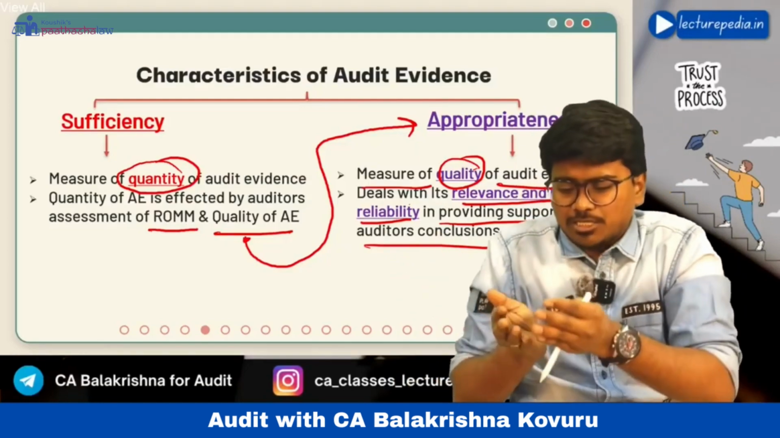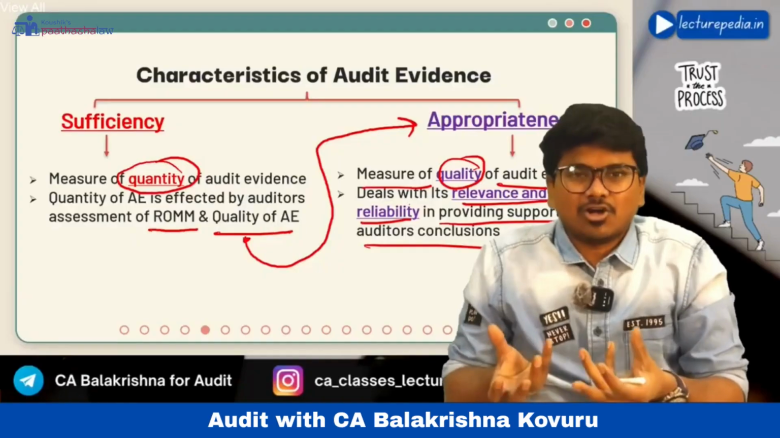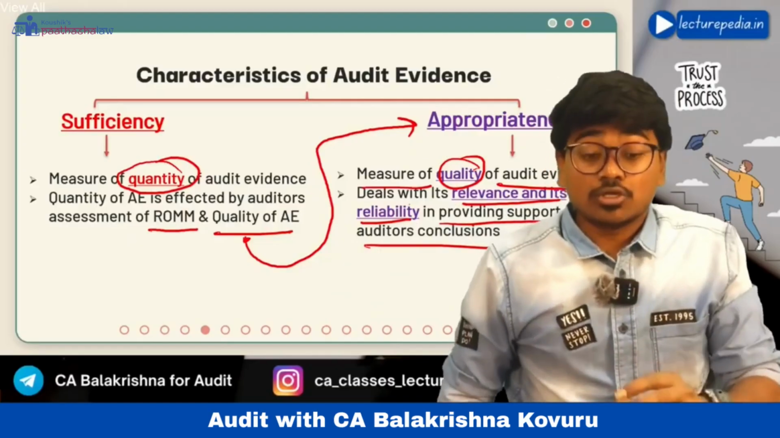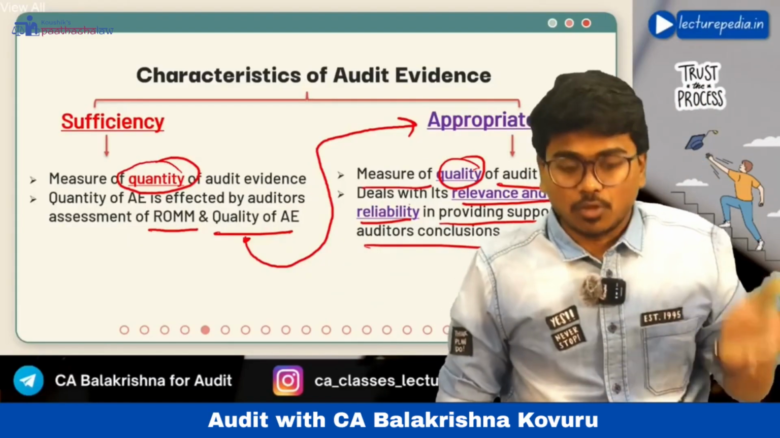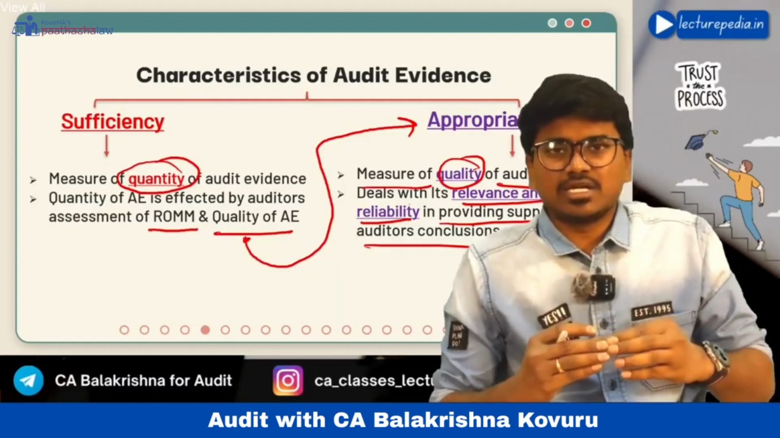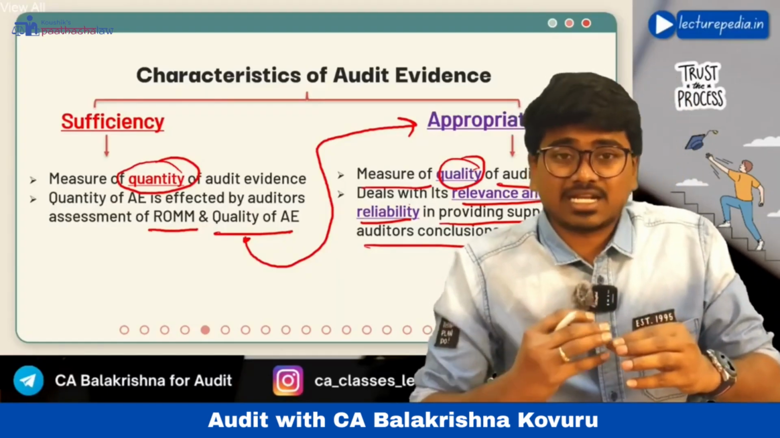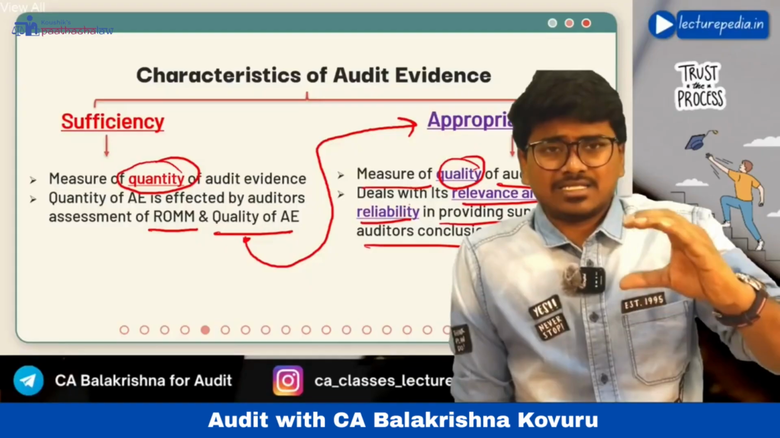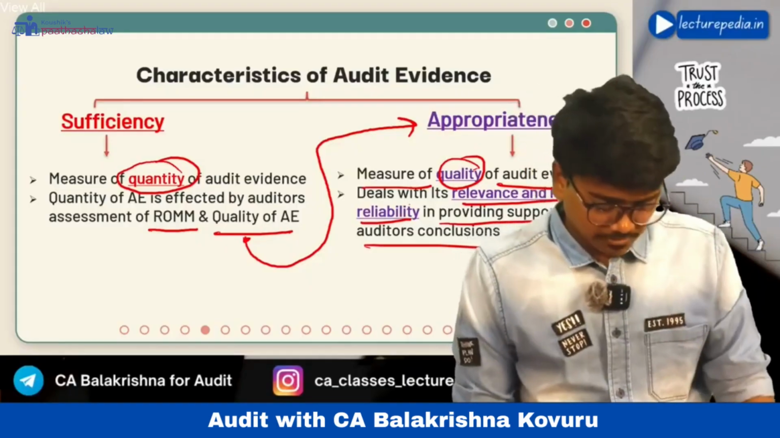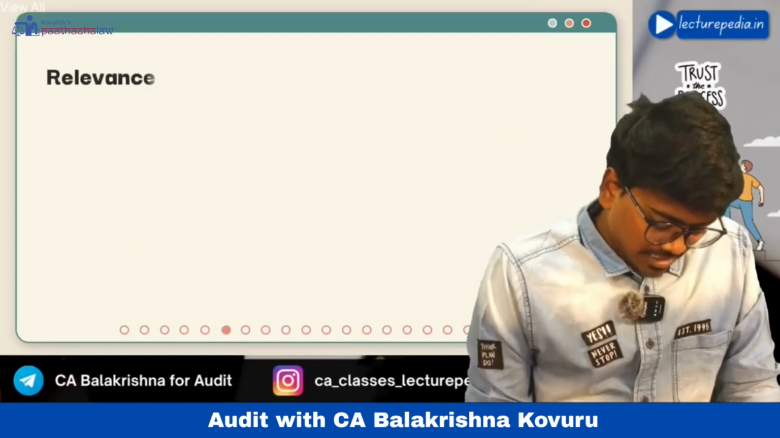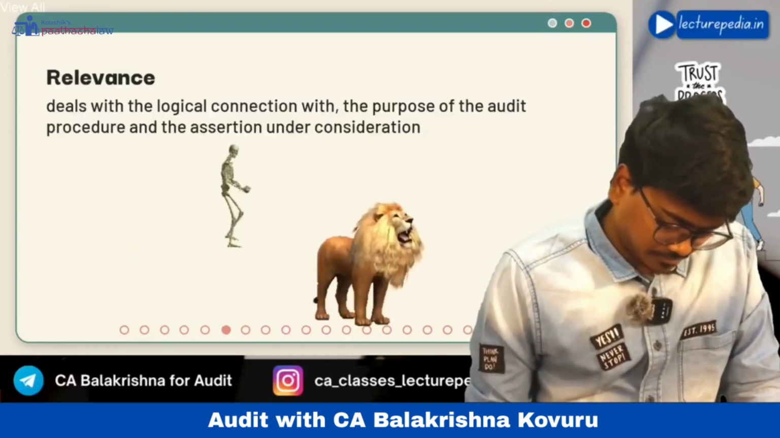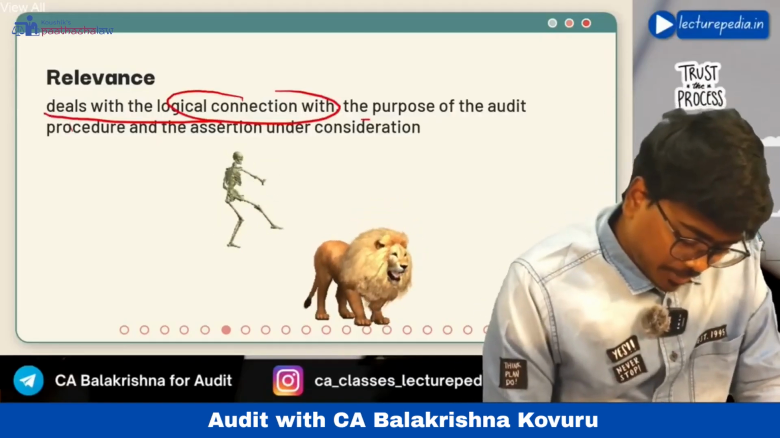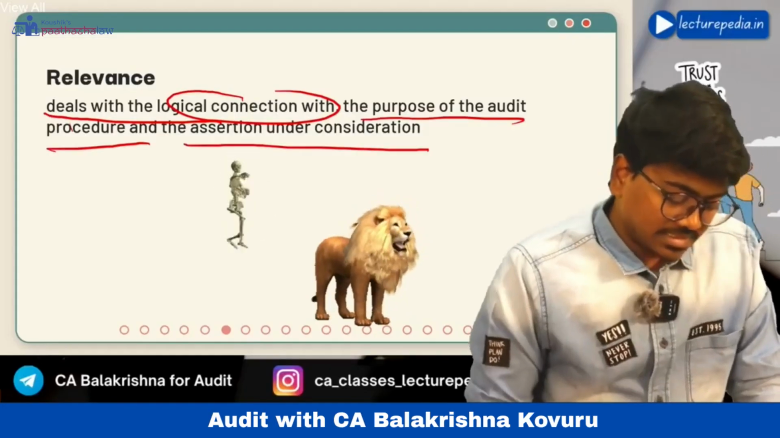With respect to asset, the proper audit evidence, the relevant audit evidence, will be to physically visit and obtain the audit evidence, right? So that is known as relevance. Okay, and reliability, basically reliability depends on the source and circumstances in which audit evidence is obtained. We will discuss that. But appropriateness deals with relevance and reliability. Okay, now what is meant by relevance? See, relevance deals with the logical connection between the purpose of the audit procedure and the assertion under consideration.